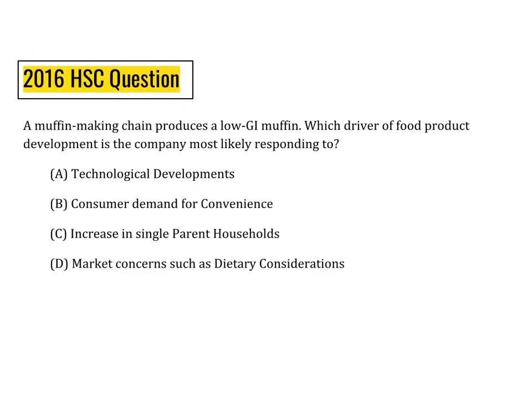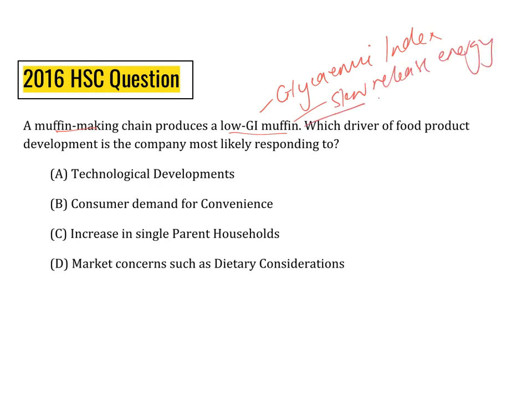Just quickly, we're going to have a look at this HSC question from 2016. So it is a multiple choice question. A muffin making chain produces a low GI muffin. So GI is glycemic index. Something that is low GI gives the slow release of energy, and it gives sustained energy throughout the day. It is suitable for people who have diabetes type 2.